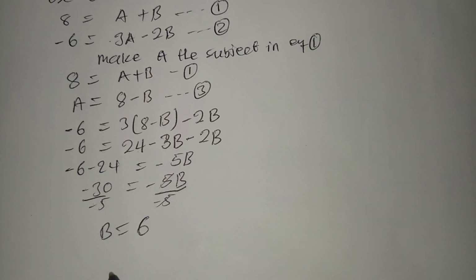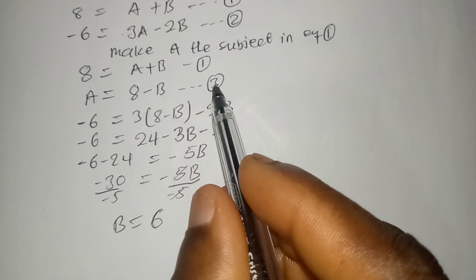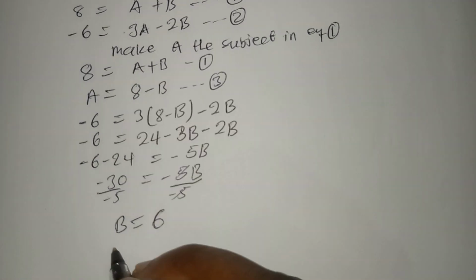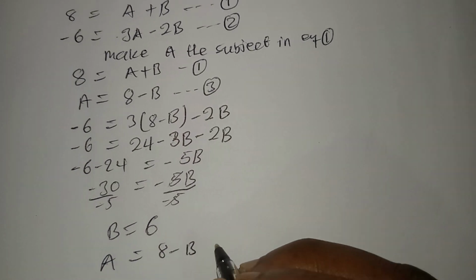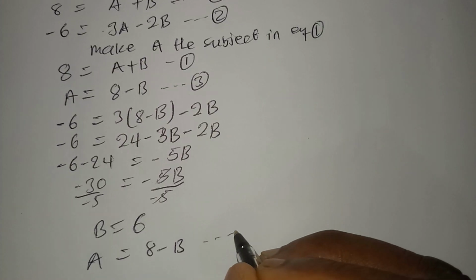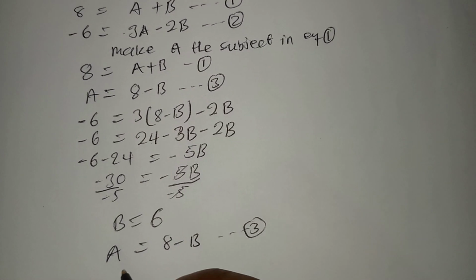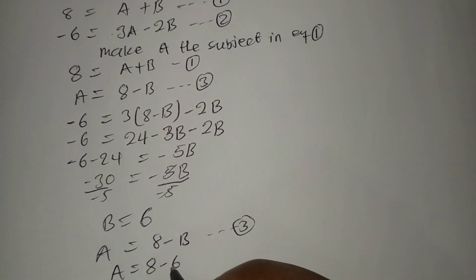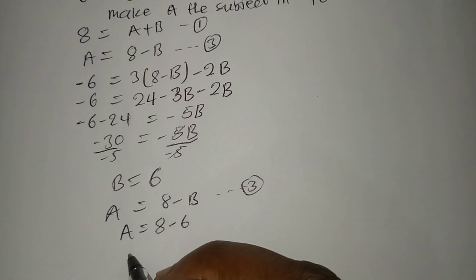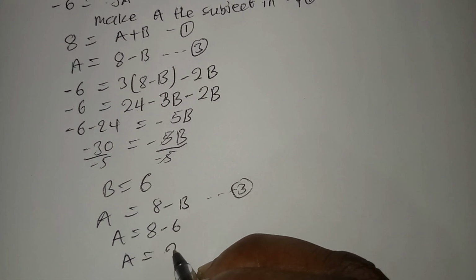Now we must substitute the value of B into equation 3 to solve for A. We know A is equal to 8 minus B from equation 3. By substituting the value for B, we have A equal to 8 minus 6. So our A will now give us 2.